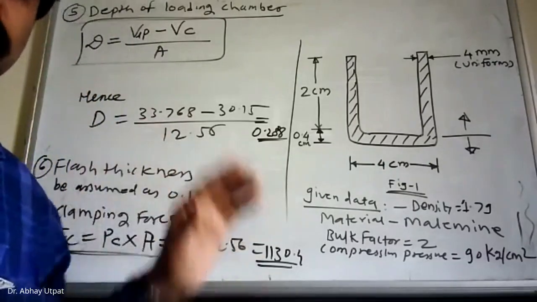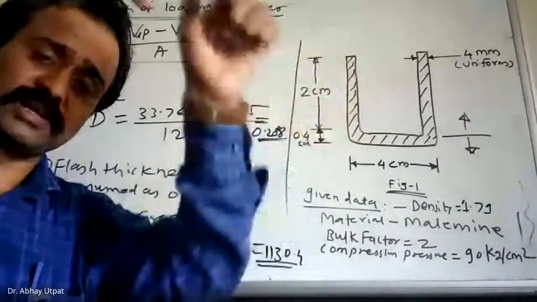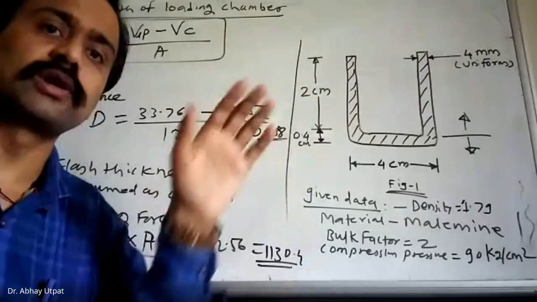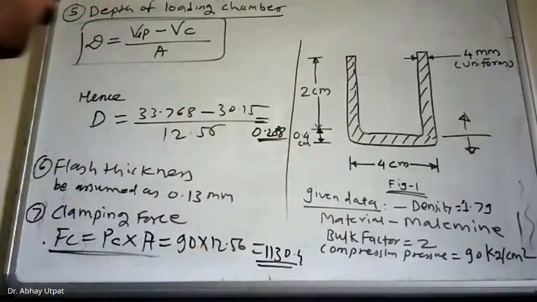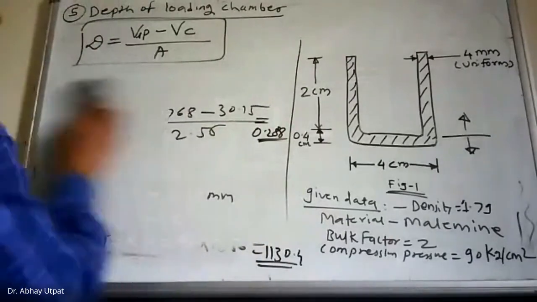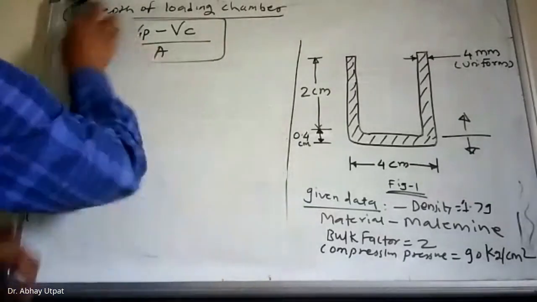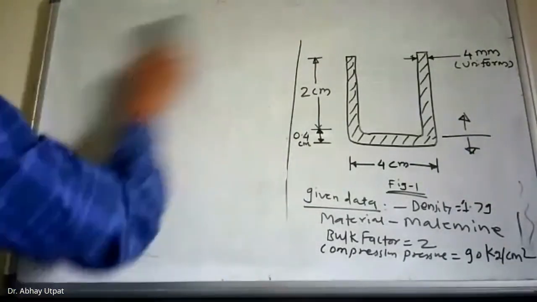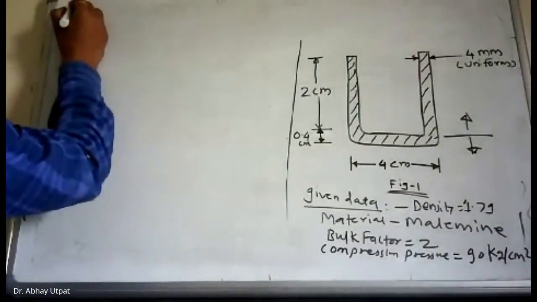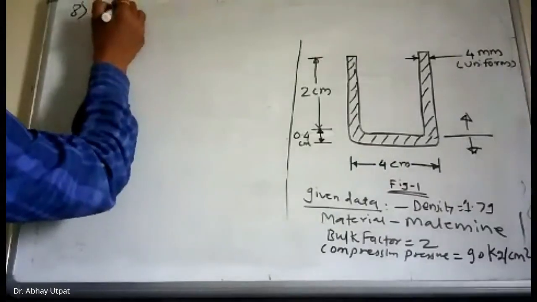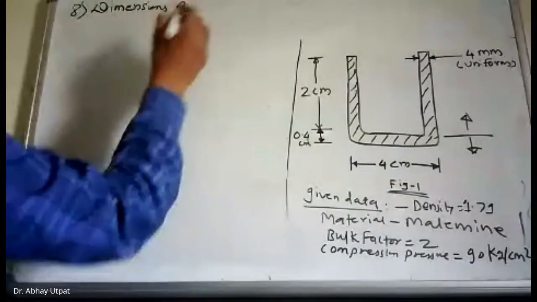And now ejector pin lengths. The design of ejector pin location, that also we will not consider. Only how much length of ejector pin is required. So that is important. 7th, 8th, whatever the sequence. Eighth point, dimensions of ejector pins.